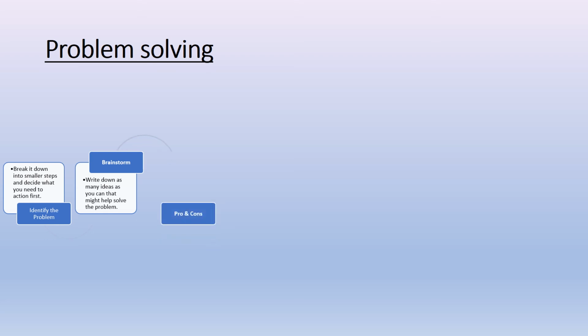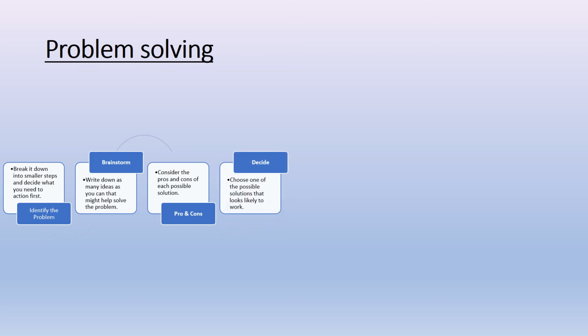Step 3. Consider the pros and the cons of each possible solution, using separate pieces of paper. Step 4. Choose one of the possible solutions that looks likely to work, based on advantages and disadvantages. Step 5. Plan out step by step what you need to do to carry out this solution. What? When? How? With whom or what? What could cause a problem? How can you get around these problems? And is this realistic and achievable?